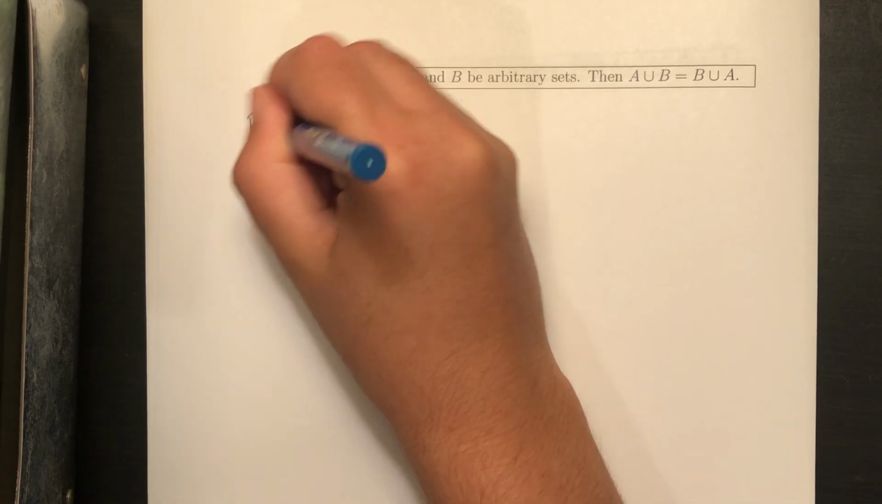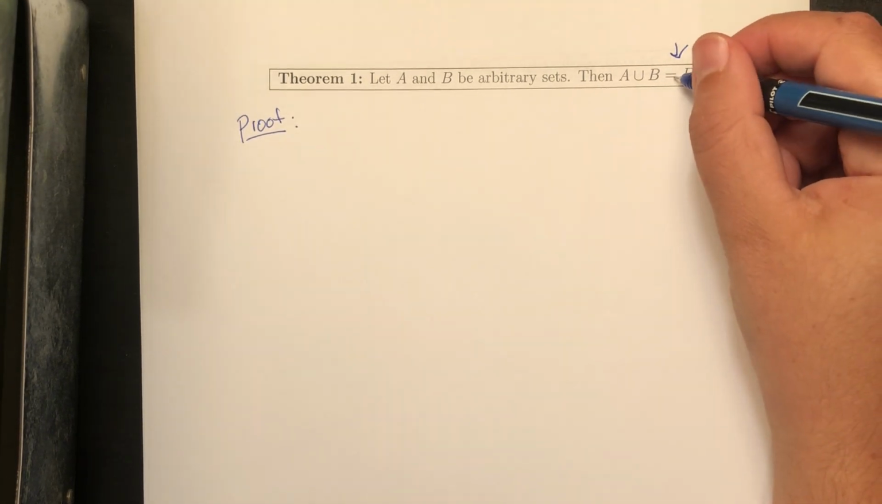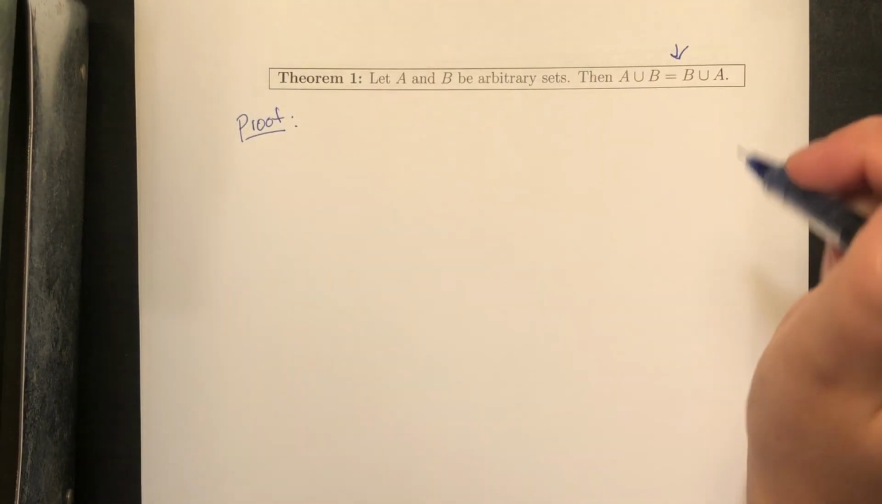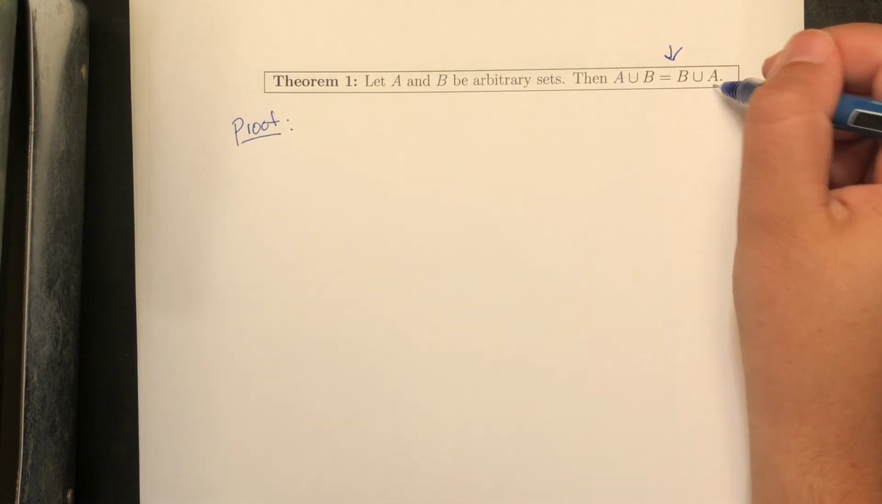Proof. Now this is set equality. When you see that equal sign, you should be thinking to yourself, I have to prove two things here. Right? I have to prove one's a subset of the other and vice versa.